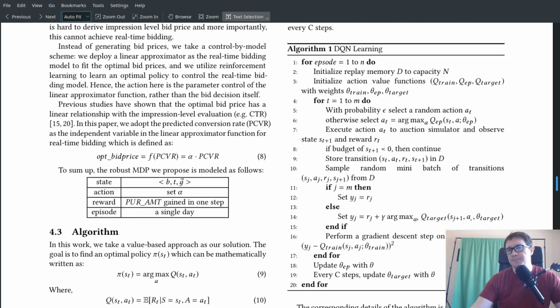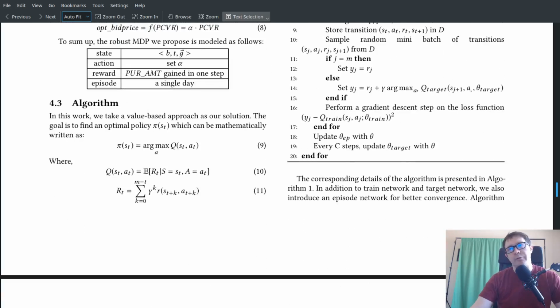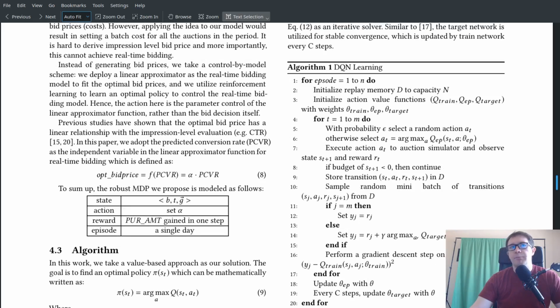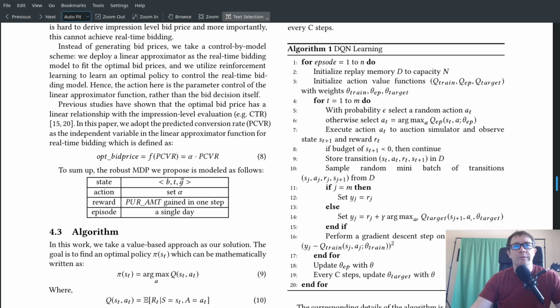They don't know anything. So then they go on to the algorithm. Now, the algorithm is pretty typical for deep Q learning. We have seen this 100 times, and the only thing new here is that they have a Q, I believe it's Q episode. They have a Q train, a Q target, and a Q episode. So they introduce a third network. So right away, if you know Q learning, deep Q learning, you know that oftentimes we'll do double deep Q learning, DDQN, and we'll have a target and a train network.